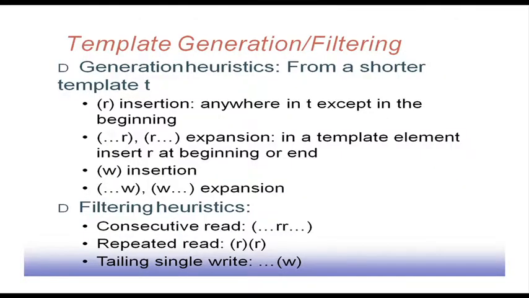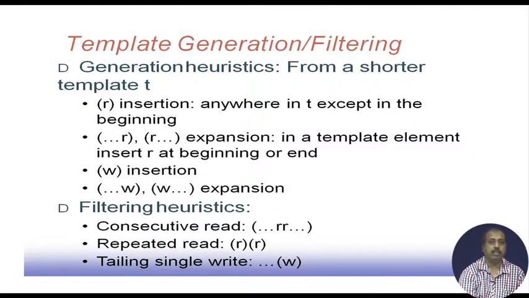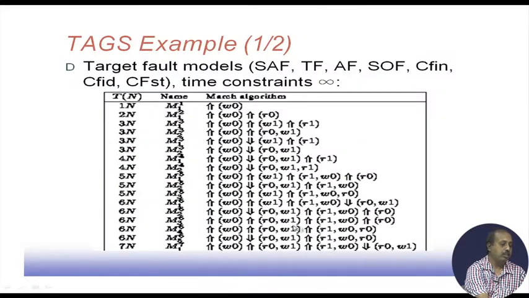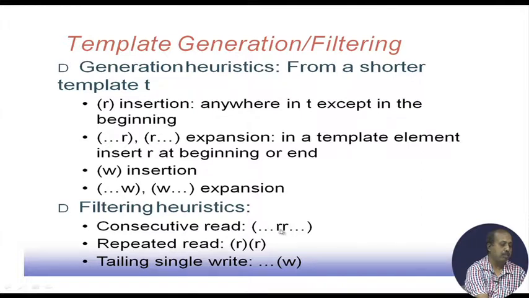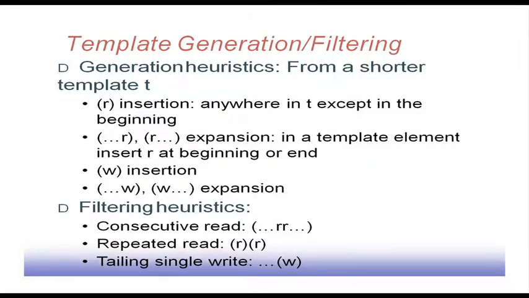So, after generation it may so happen that you generate some of the templates which are meaningless, like this consecutive read. Here we have got two successive reads. These are not very much useful, excepting when you are trying to test, say, read disturb fault. So, this is not useful. Similarly, this R followed by R, that is standalone R followed by standalone R, is also meaningless because of the same reason.